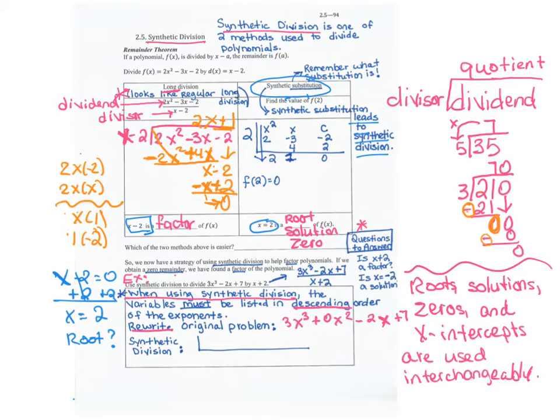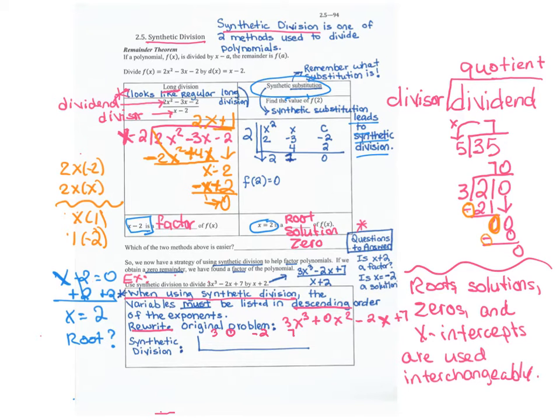So now I'm going to take the coefficients of each of my variables and write them across the top. So I have a 3 as my first coefficient, a 0 as my second coefficient, a negative 2 as my third coefficient, and a 7 as my constant. So I'm going to skip a little space in between and write them across the top. The next thing I need to know is what number do I put here.